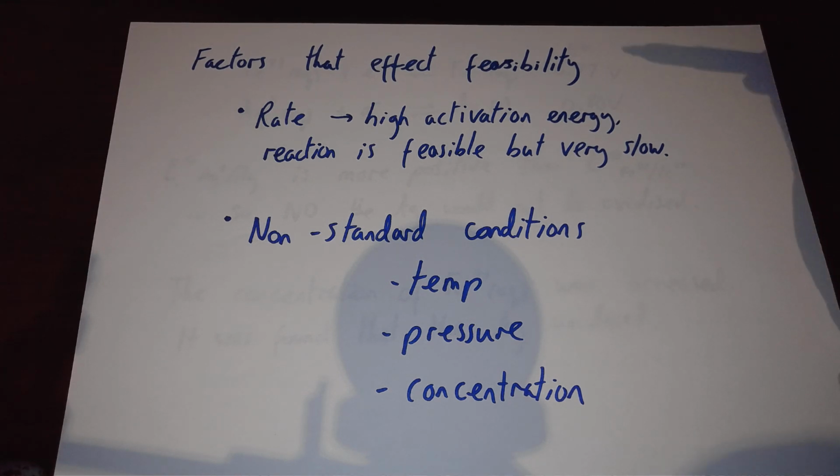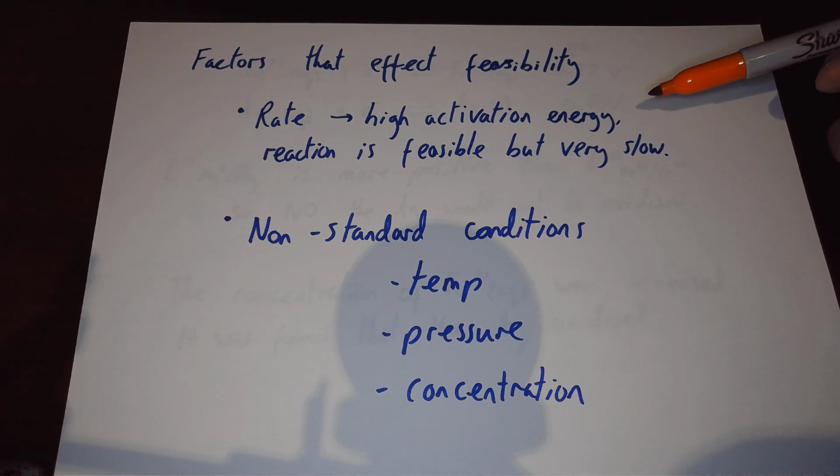One is the rate. A reaction could be feasible, but it doesn't say anything about the rate of that reaction. So the activation energy might be very high. So the reaction is feasible, but it's incredibly slow due to this high activation energy. And the E cell values and electrode potentials will give you no warning of that.